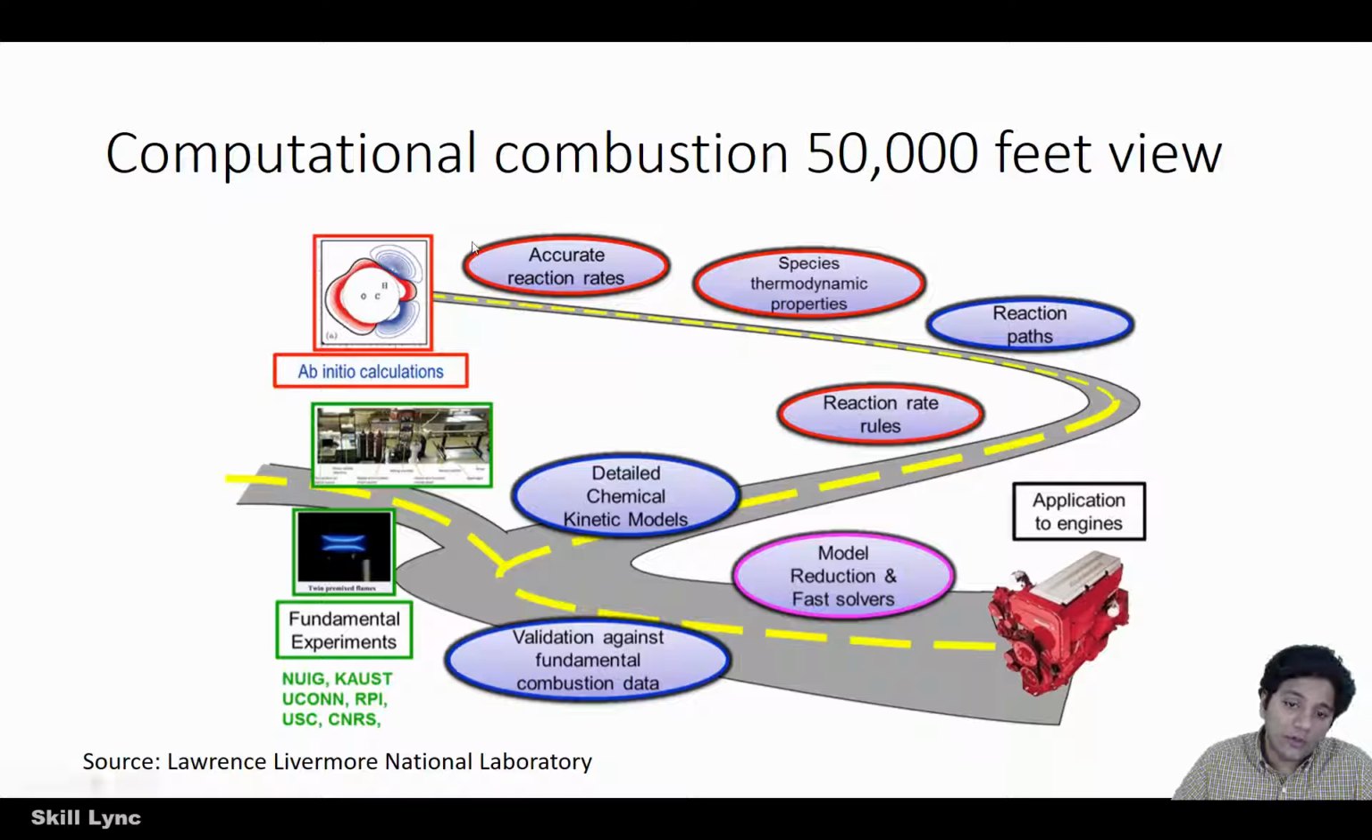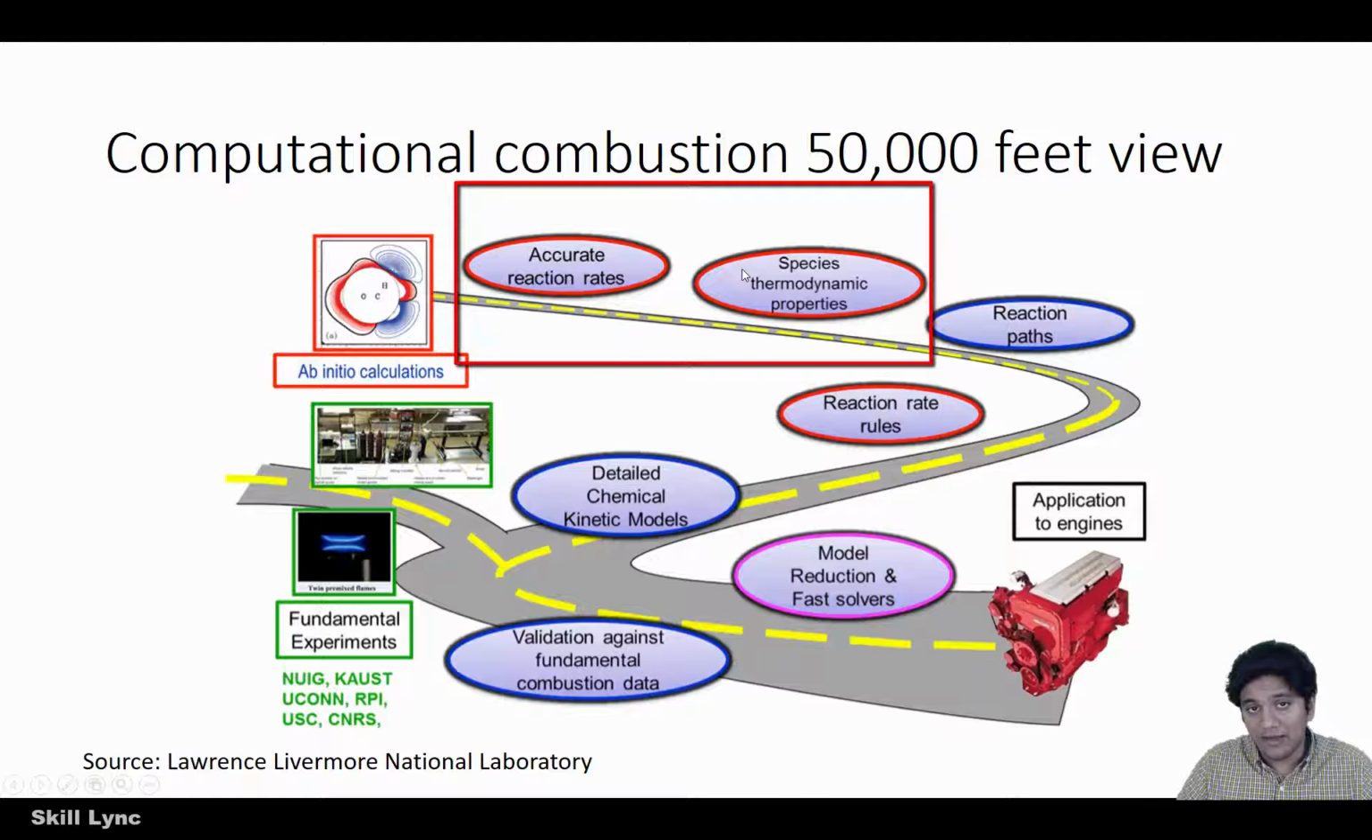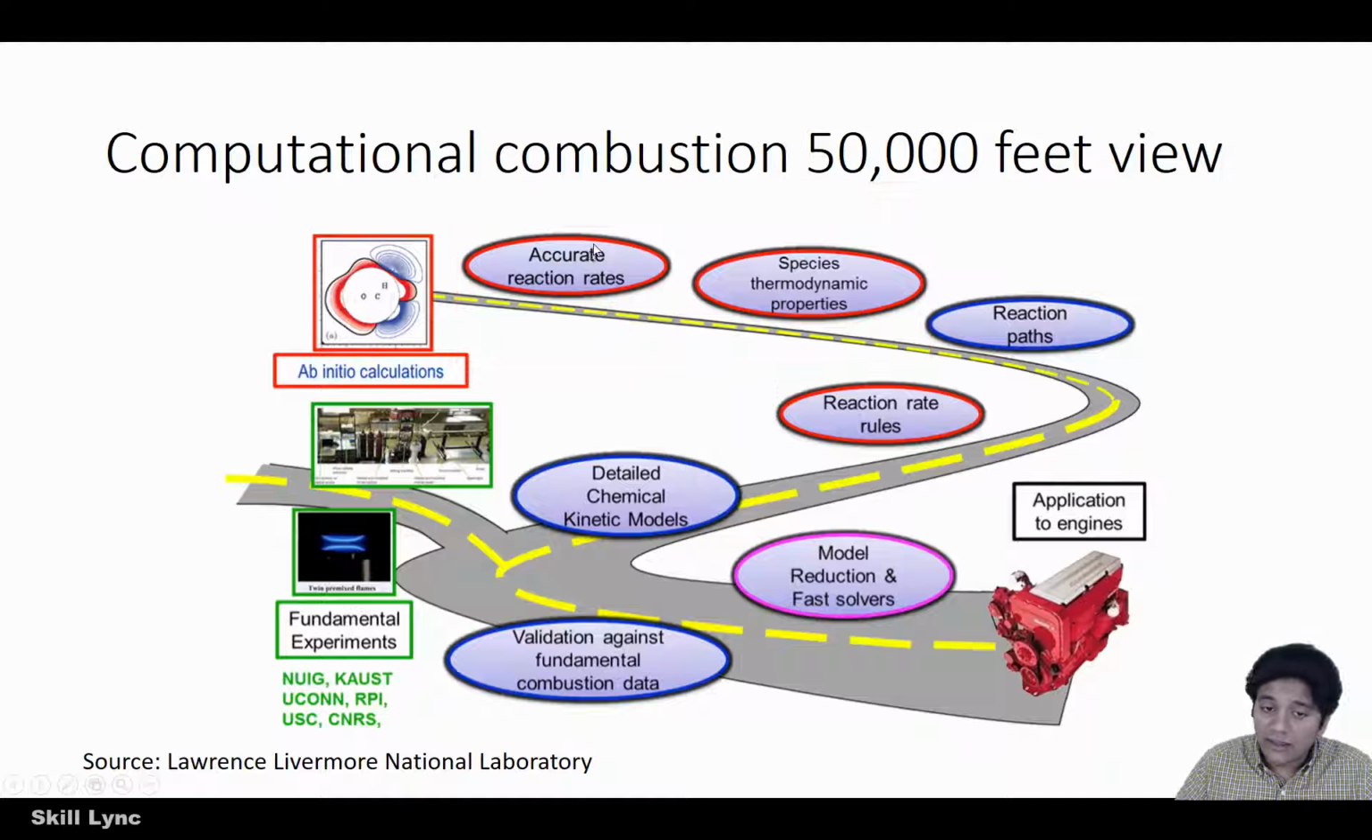So once we have accurate reaction rates, the second step is to determine species thermodynamic properties. Why do we need that? Well, it turns out when you use these species in governing equations, you need to have access to their specific heats, the enthalpies and entropies. Now, if you do not calculate those properties accurately, your combustion simulation is going to be wrong. Both of these concepts are extremely hard. People have dedicated their entire lifetimes to calculating accurate reaction rates and developing processes that help calculate thermodynamic properties accurately.